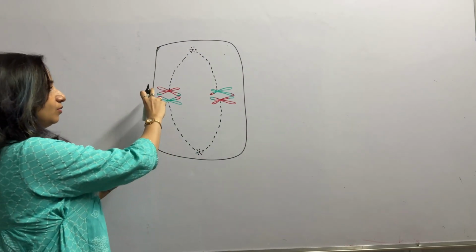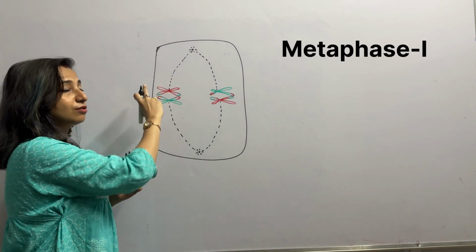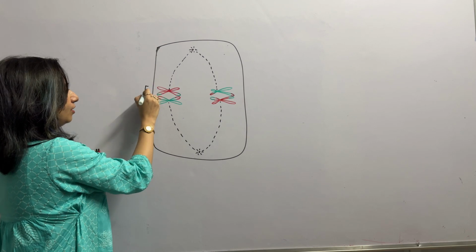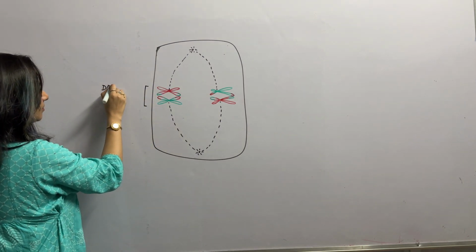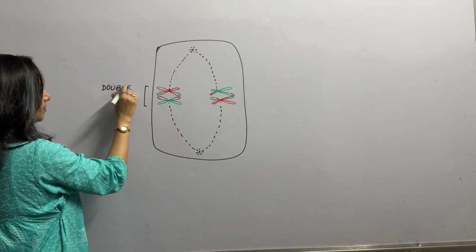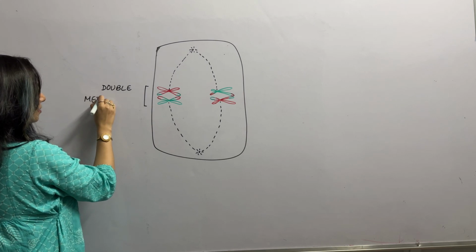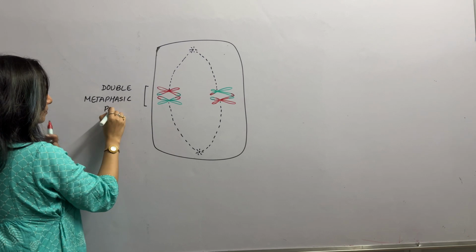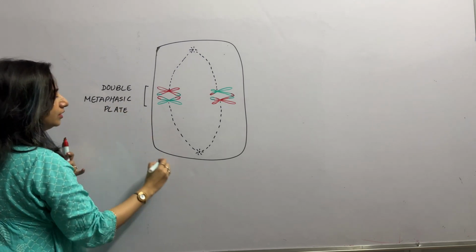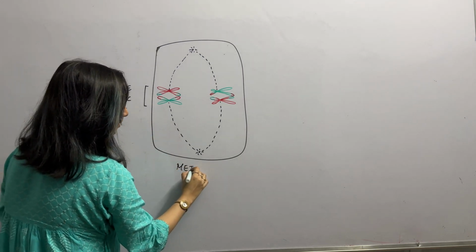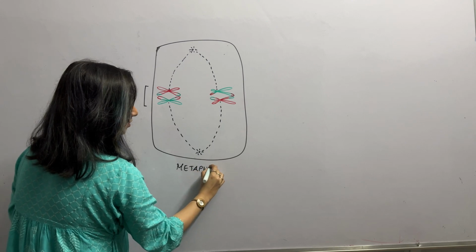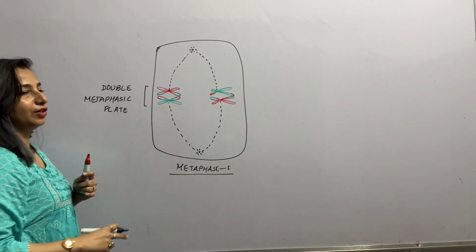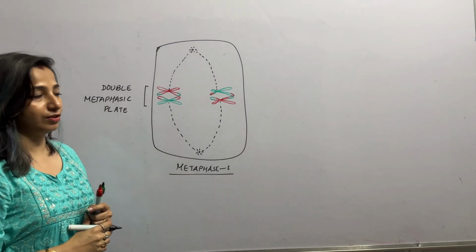Now because we have bivalents or tetrads or pairs found at the equator of the cell, we call this a double metaphasic plate. So this is what happens during metaphase 1 of meiosis 1. The homologous pairs come and align themselves at the equator of the cell.